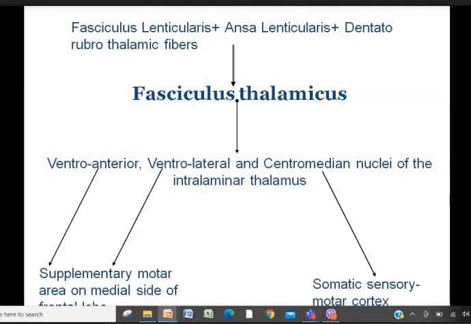Then what happens next? Going to the ventral anterior, it supplements the motor area on the medial side of the frontal lobe. And what does this one do? The centromedian nuclei carry somatic sensory information to the motor cortex. So if you make the flow chart, then you'll understand like this.